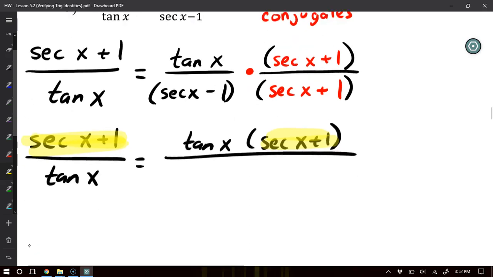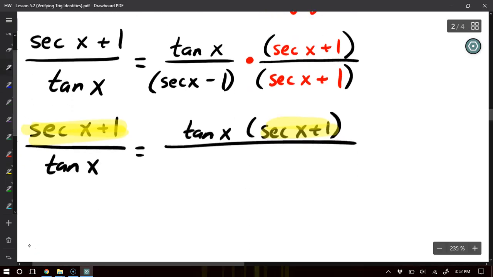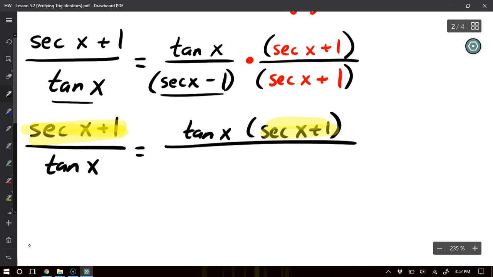Now I'm going to distribute in the bottom. And the reason why is because I want my tangent of x, and I don't have it by leaving it in factored form. So hopefully by distributing, I'll be able to simplify and create it somehow.